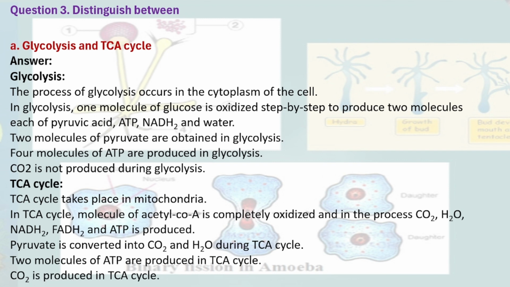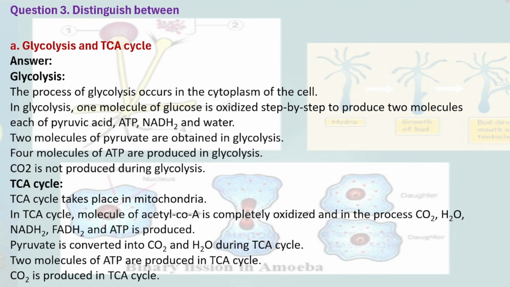In glycolysis, one molecule of glucose is oxidized step by step to produce two molecules of each of pyruvic acid, ATP, NADH2 and water. In the TCA cycle, a molecule of acetyl CoA is completely oxidized and in the process CO2, H2O, NADH2, FADH2 and ATP are produced.